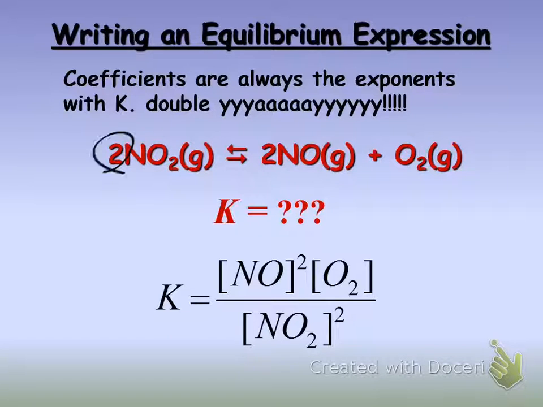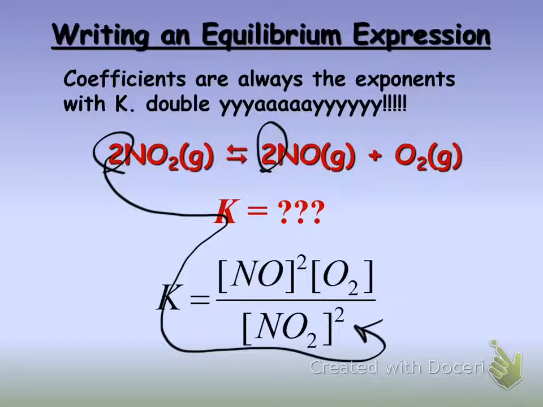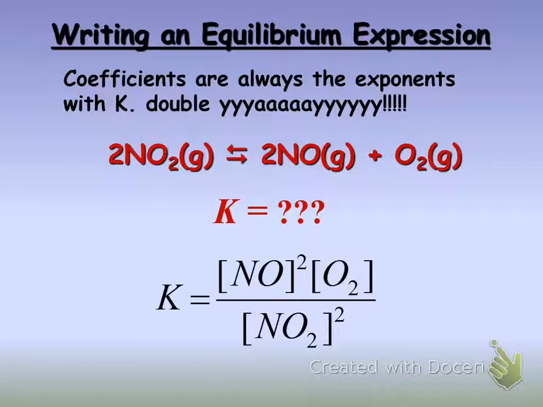So you got your 2. Put the 2 there. Look at the 2, put the 2 there. And then this is a 1. Now, of course, how do we calculate K? We need some numbers. Yeah, and we'll definitely get some numbers. So I'll let you write this down.